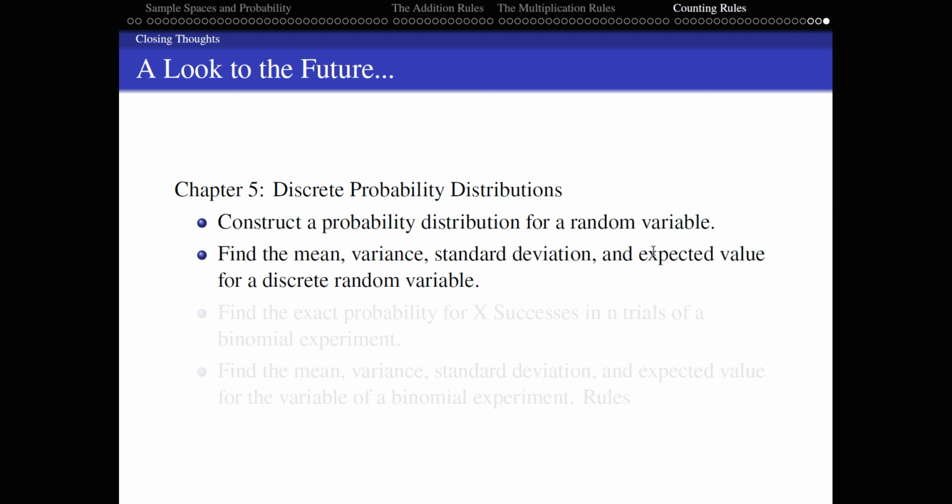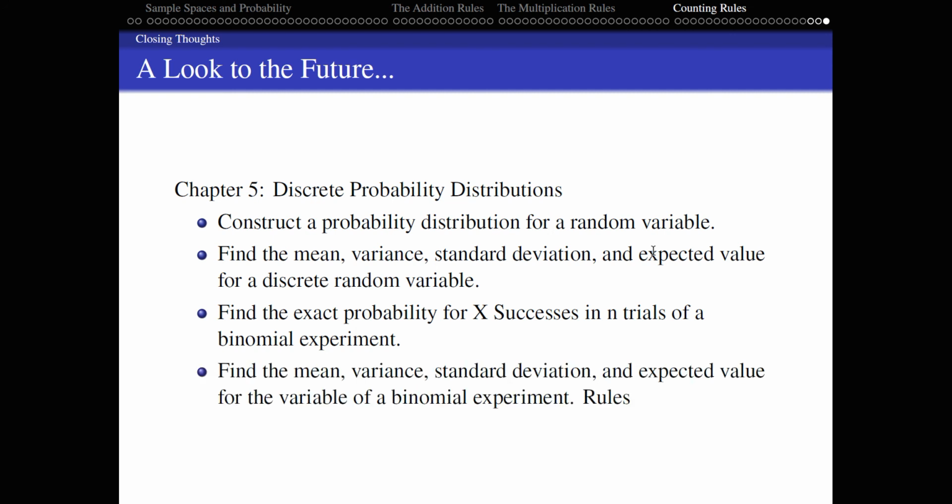But now we'll talk about how do we find the mean of a variable. We talked about finding the mean of a data set. How do we find the mean of something that's random? How do we even begin to approach that? We'll talk about finding the exact probability of a certain number of successes in a binomial experiment, and then we'll also talk about finding the mean, variance, standard deviation, and expected value of a variable in a binomial experiment.